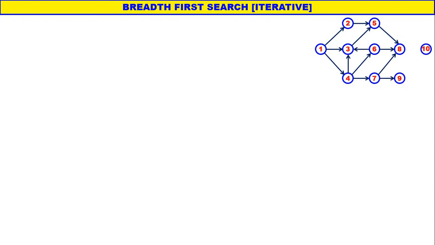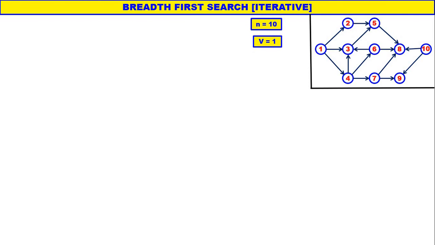Now let us write a simple algorithm for the operation of iterative breadth first search. Let us consider a small graph. This is our graph and the graph has 10 vertices. Yes, 10 vertices are there in the graph. Therefore, n is equal to 10. Let us assume the source vertex is 1.